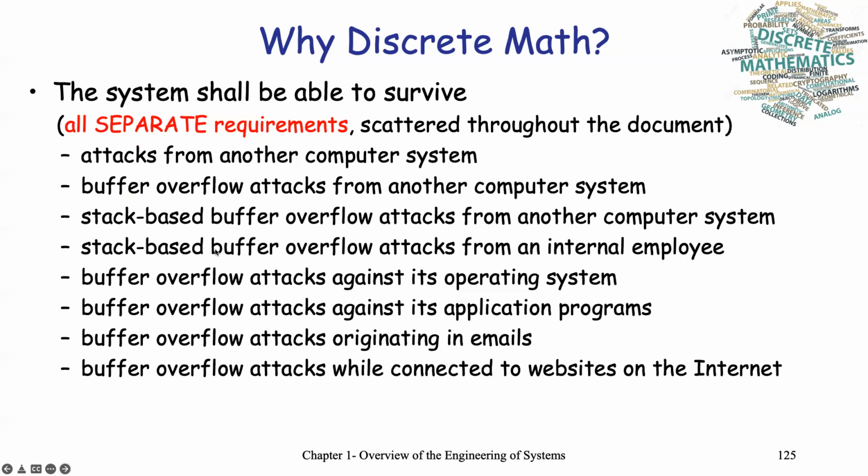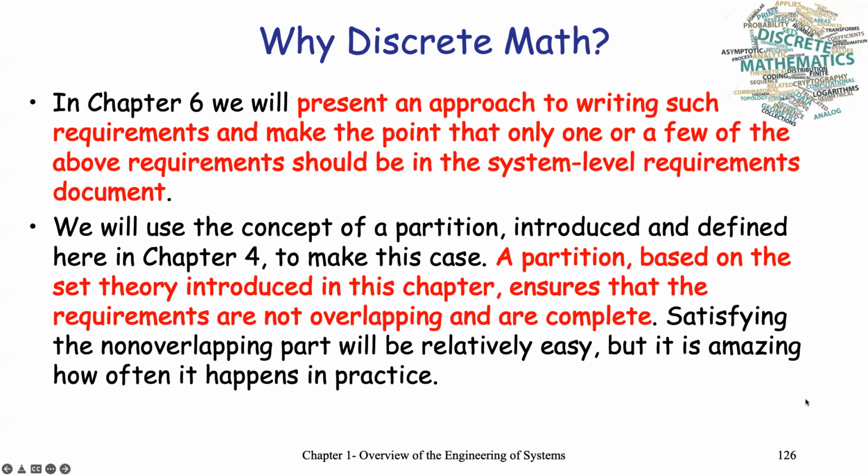So we see this buffer overflow, the stack-based buffer overflow, and a lot of these things are related. Is this really the best way to be capturing, say, this one functional area in the requirements? Perhaps with discrete math, we can start to come up with an alternative approach to flesh this out.